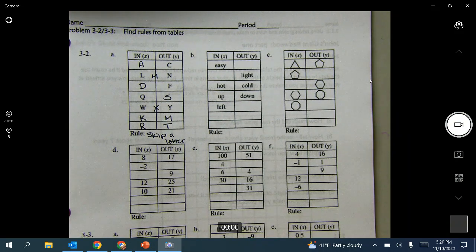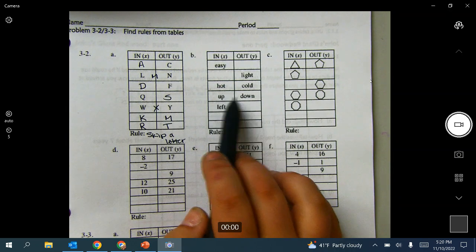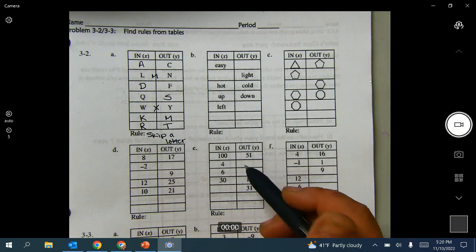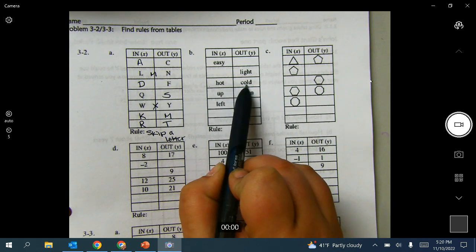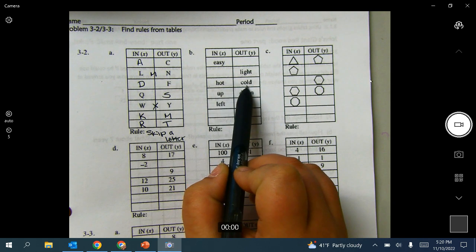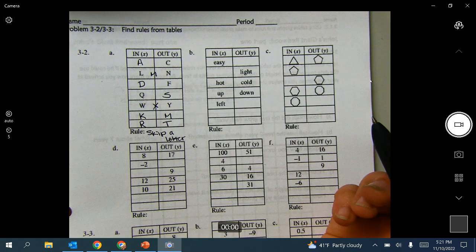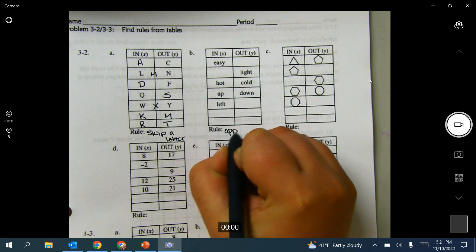All right, so I have 2 rows here where I have both my input and my output. So I can use these 2 as clues to help me figure out the pattern. I see on this one that it's going from hot to cold. I know that those are opposites. And if I look down here, I have up and down. I know those are opposites. So obviously my rule is opposites.